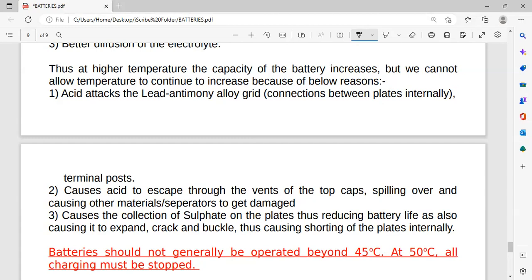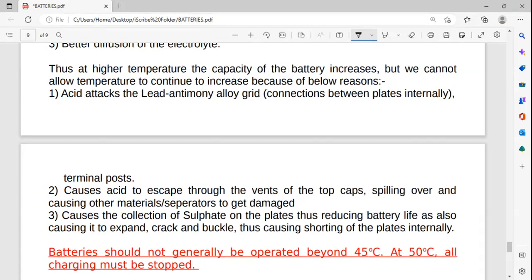Okay, so this causes acid to escape through the vents of the top cap, spilling over and causing other materials, such as separators, to get damaged. Also, corrosion of your deck head. Point 3 causes the collection of sulfate on the plates, thus reducing the battery life, and also causing the plates to expand, crack, and buckle, thus causing internal shorting of the plates. Okay, so a lot of these things, and that is not the end of it.